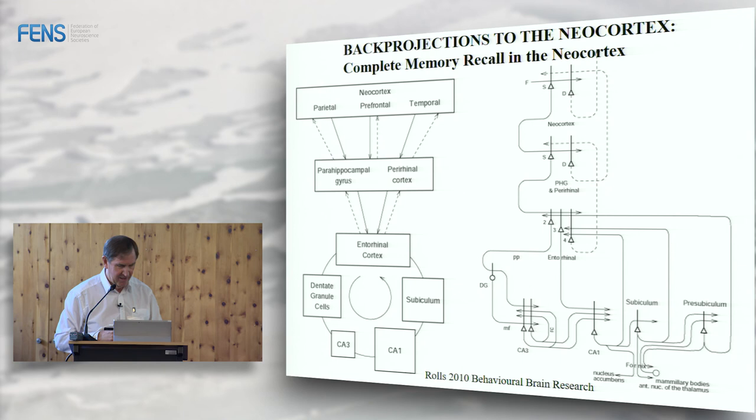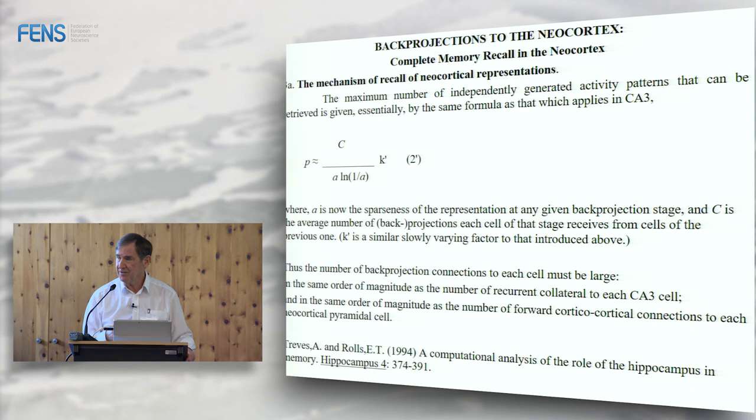And so we were able to calculate the memory capacity of the back projection pathways, and it turns out that it's the same equation. The number of patterns you can retrieve in the back projections depends on the number of connections per neuron onto each neuron in those back projecting synapses coming onto the superficial parts of the dendrites of the neocortical pyramidal cells. Okay? And divided again by the sparseness, but now in the back projection pathway.